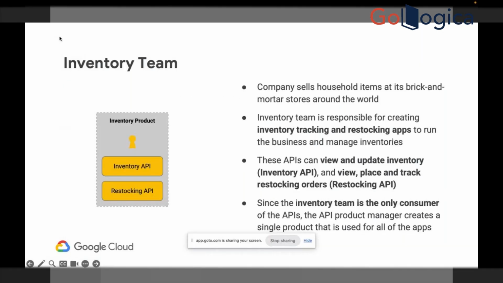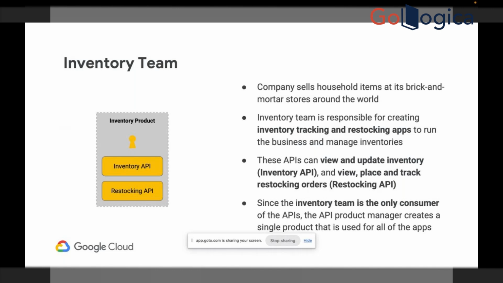So here we have basically two APIs. In the two APIs, we have a total of five operations. Inventory has two operations: view and update inventory. Restocking has three operations: view, place, track. And now it is built by the inventory team, and the same team is also the owner of the app. So it is the same team which is building the API and the same team which is building the app. Both the API and the app are owned by the same team.